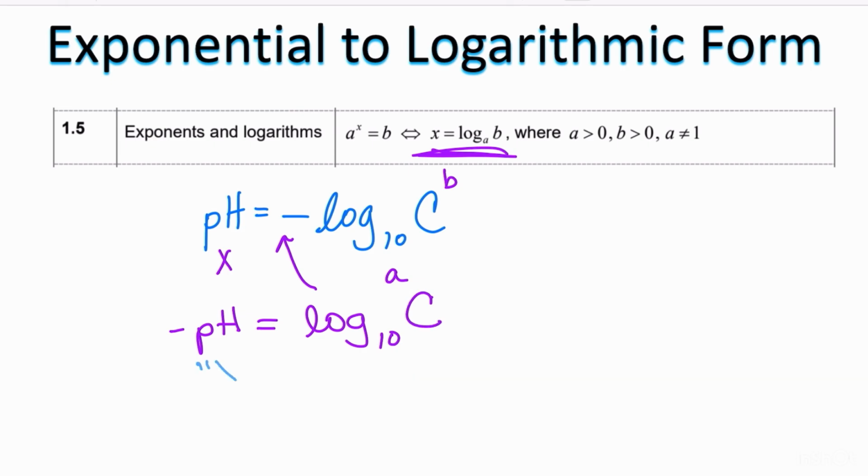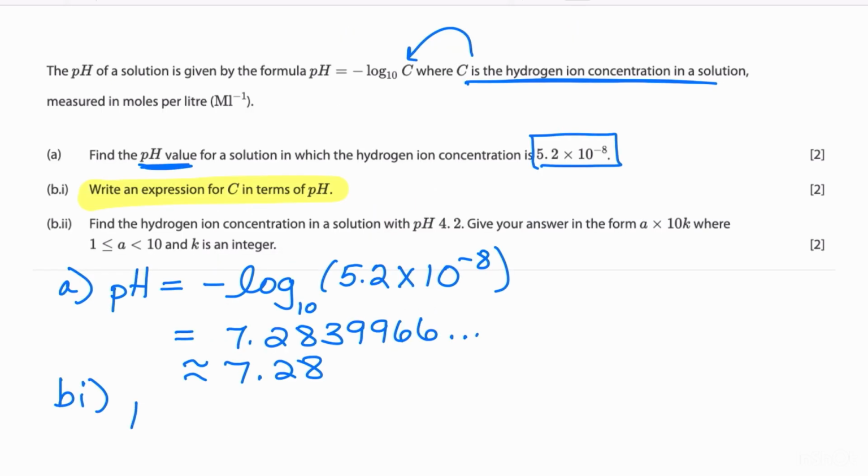So now this whole part is my X, A is 10, and B is C. When I rewrite this as A to the X equals B, I have 10 to the negative pH is equal to C. So we write 10 to the negative pH is equal to C. And it looks pretty difficult because you don't really see numbers and you have all these variables, but it doesn't matter. Just follow the rule on how to switch back and forth between exponential and logarithmic form that's in your formula booklet.